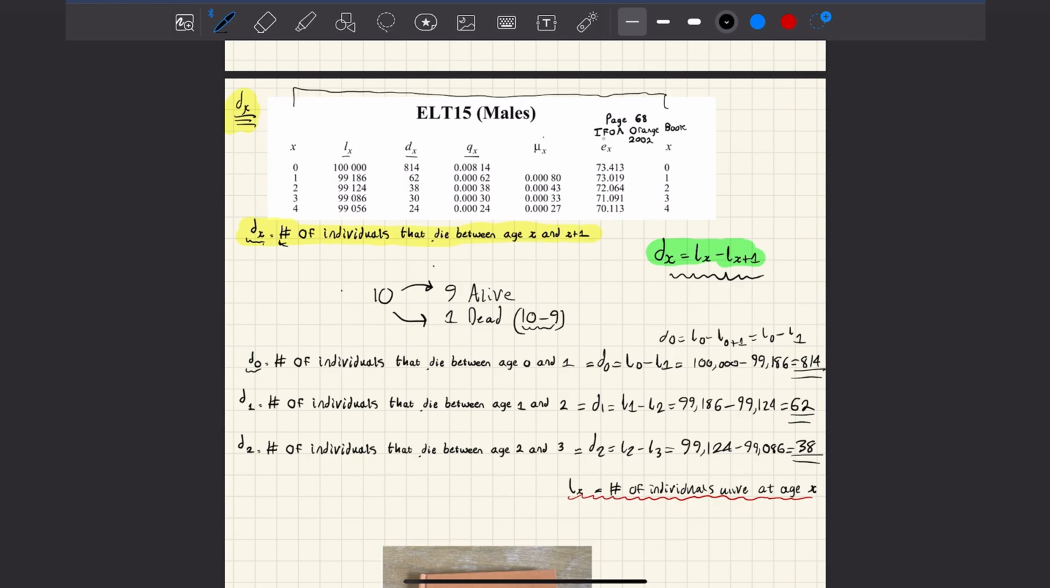I hope that's given you a better understanding of what dx is and how to calculate it. And we're now going to move on to qx.